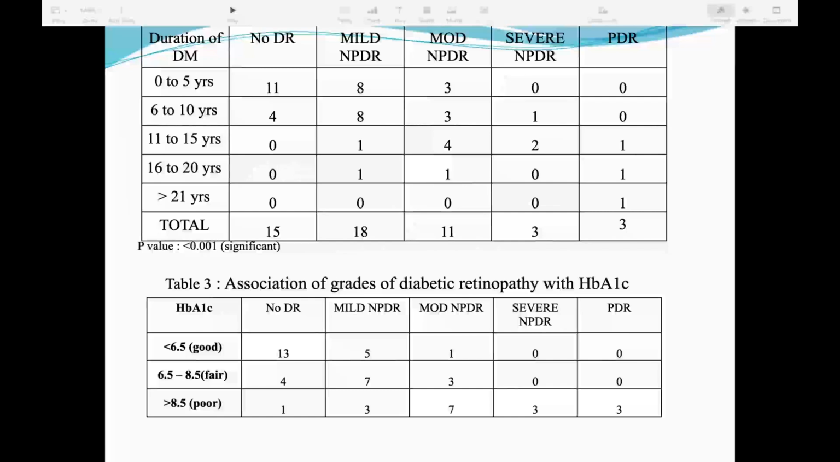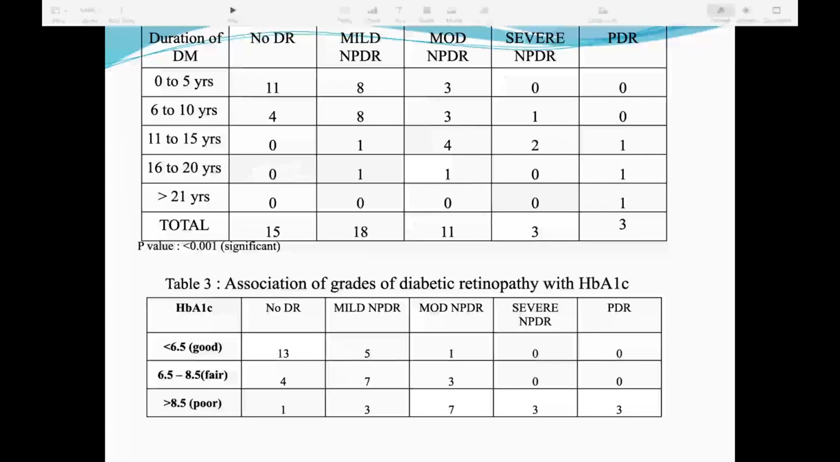HbA1c less than 6.5, that is good glycemic control: 13 patients had no diabetic retinopathy, 5 had mild NPDR, 1 moderate NPDR, 0 severe NPDR, and 0 PDR. HbA1c of 6.5 to 8.5, fair glycemic control: 4 patients had no diabetic retinopathy changes, 7 mild NPDR, 3 moderate NPDR, 0 severe NPDR, and 0 PDR.